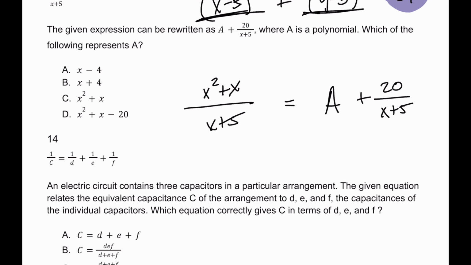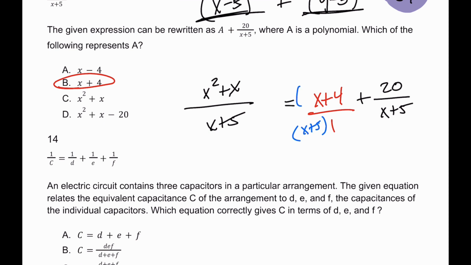I'm probably just going to try answer choices. Why not start with b? If this is b, this is x plus 4. And really imagine that I need common denominators. Anytime you're adding fractions, you need common denominators. So at that point, I'm going to multiply this by x plus 5 and multiply this by x plus 5. I already know that that's not going to work. Foiling these two is going to not get you where you need to be. So I know it's not b.